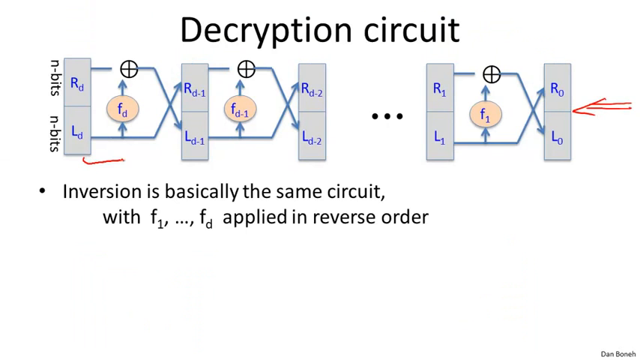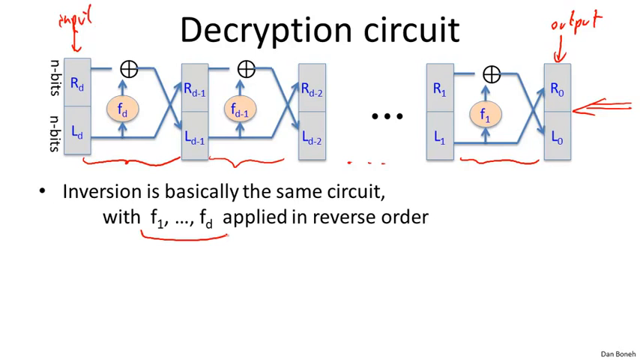You notice we start off with the inverse of round number d, then we do the inverse of round number d minus 1, and so on and so forth, until we get to the inverse of the first round, and we get our final output, which is R0, L0. This is the input, and we manage to invert Rd, Ld and get R0, L0. The interesting thing is that the inversion circuit looks pretty much the same as the encryption circuit, and the only difference is that the functions are applied in reverse order. We started with fd and ended with f1, whereas when we were encrypting, we started with f1 and ended with fd.